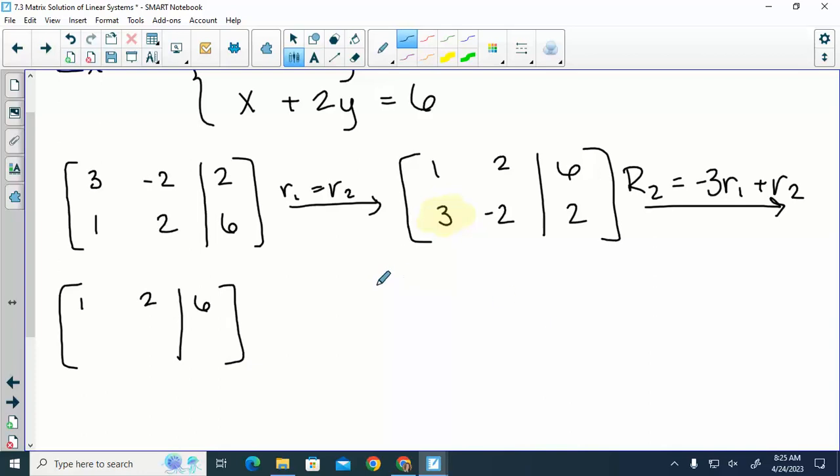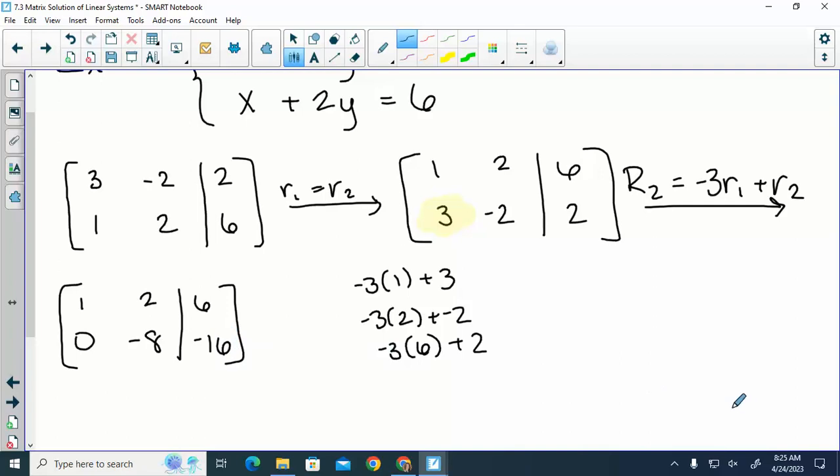Okay. So -3 times the number in the first row plus the number in the second row. Get 0. -3 times 2 plus -2 gives us... and -3 times 6 plus 2. Negative 18 plus negative 16. Ooh, what the heck? Oh, because you flip your first and second row. Yeah. Wait, how do we get negative 12?